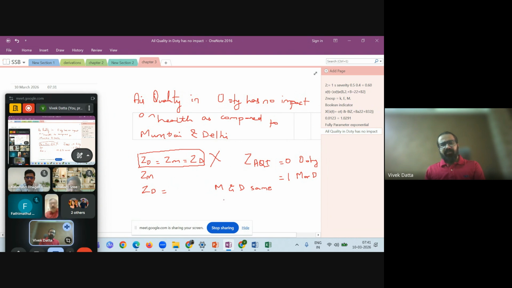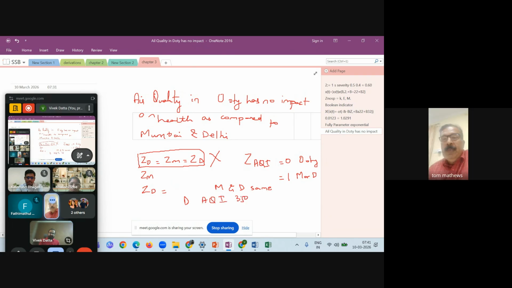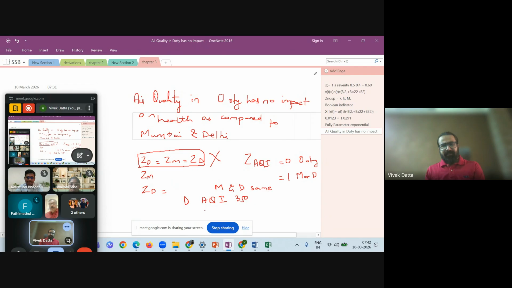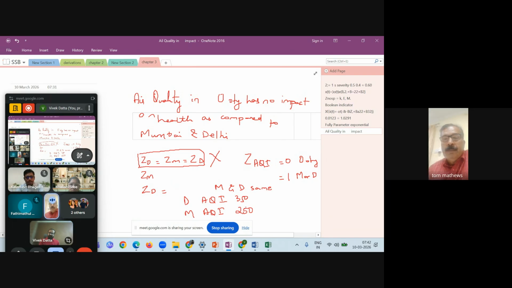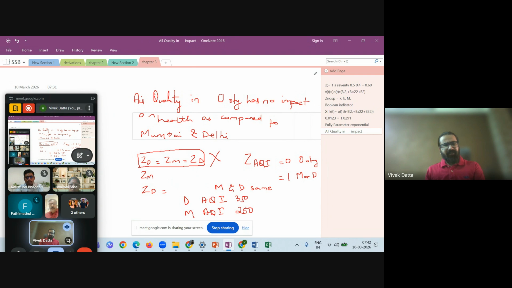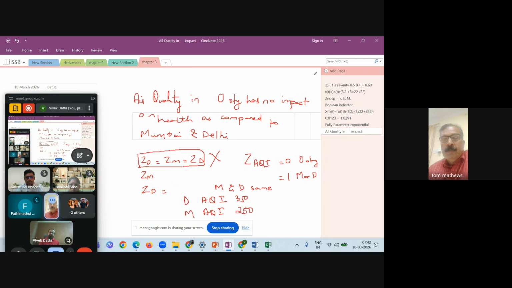Yeah, so now you have said Z AQI is equal to 0 for Ooty, 1 for Mumbai or Delhi. Now, if I tell you the Delhi AQI is 350, doesn't matter, and for Mumbai it is 250, and you cannot use a qualitative measure. In that case, we have to use quantitative only. I said no, we cannot use qualitative measures. No quantitative, no qualitative.